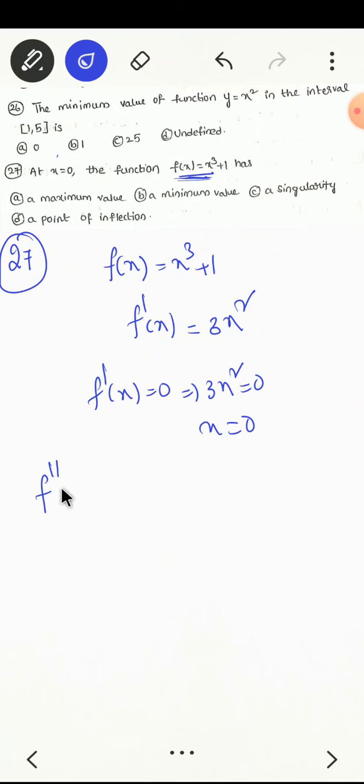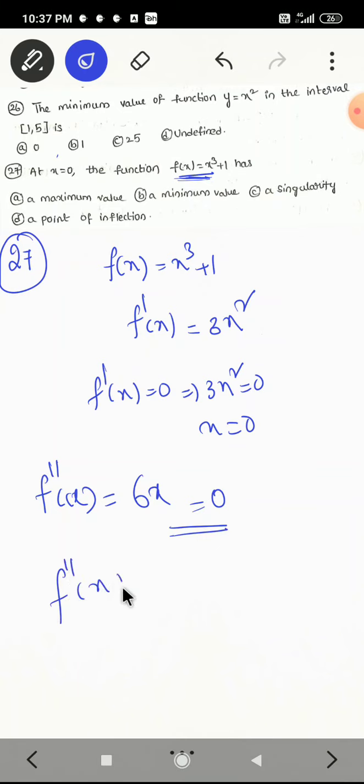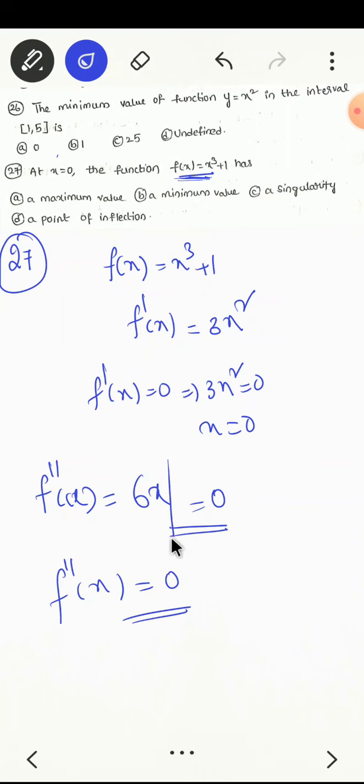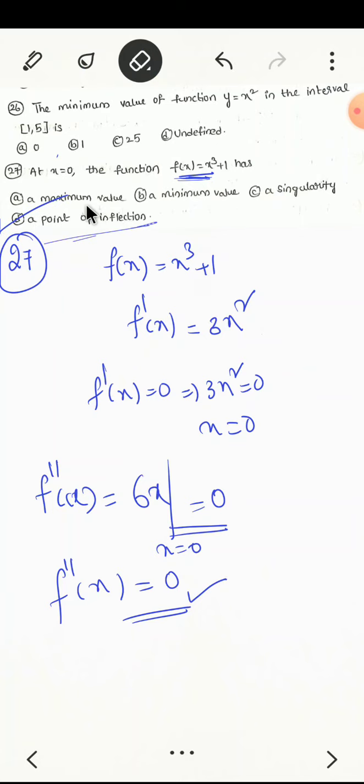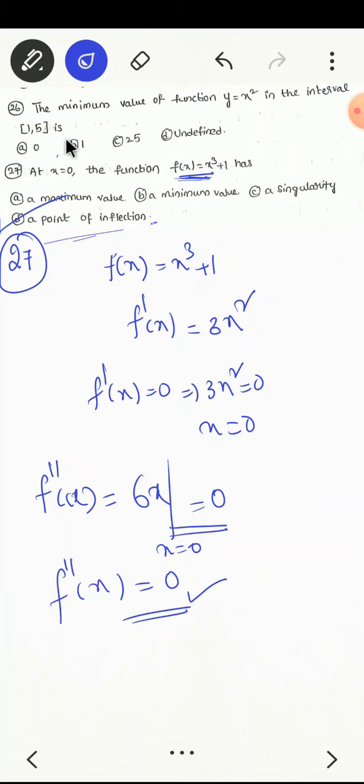Then find f double dash of x. F double dash of x will be 6x. If I substitute 0, it will be 0. If f double dash of x, which I have substituted at x equal to 0, is getting equal to 0, then we call it a saddle point or point of inflection. So option D will be the correct answer for the given problem.